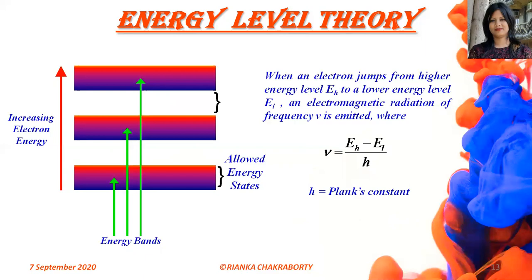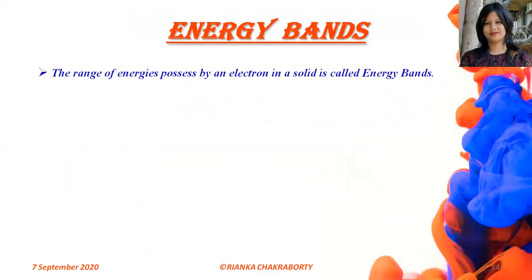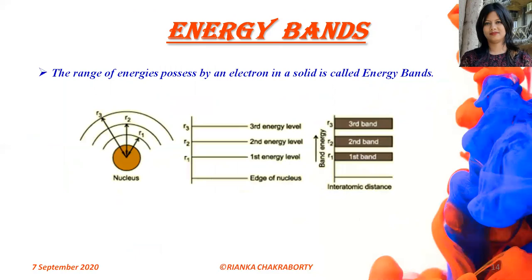So here we see the energy bands. What is an energy band? The range of energies possessed by an electron in a solid is called an energy band. Now we can see a figure. Here, the first two figures represent the energy of different orbits of an atom, which are represented by diagrams known as energy level diagrams.